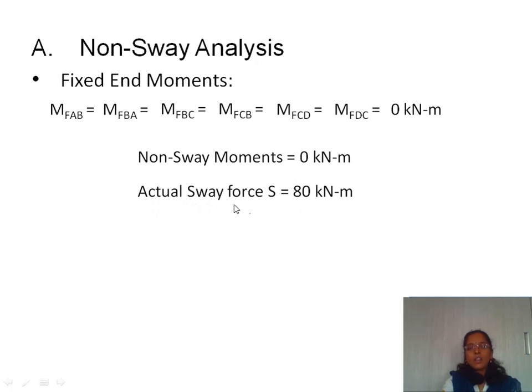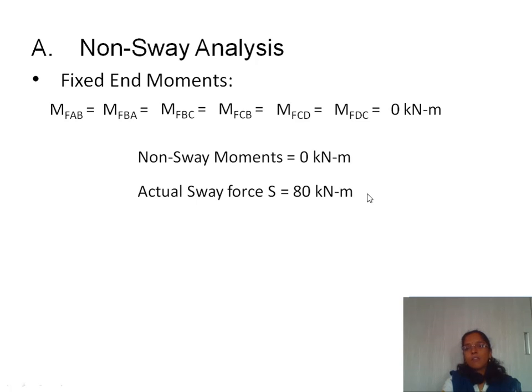So that itself is the actual sway force. So this is the force, the horizontal force acting at joint B. That force is causing the frame to sway towards right. Okay, so therefore the direction of this sway force is towards right.